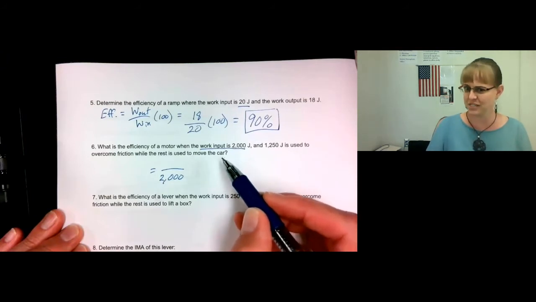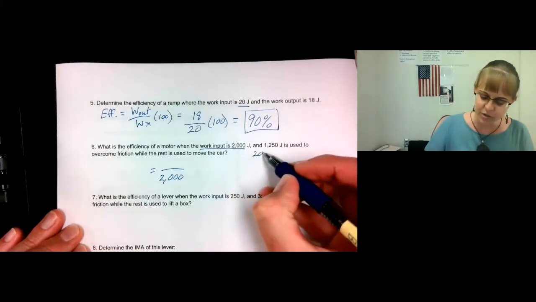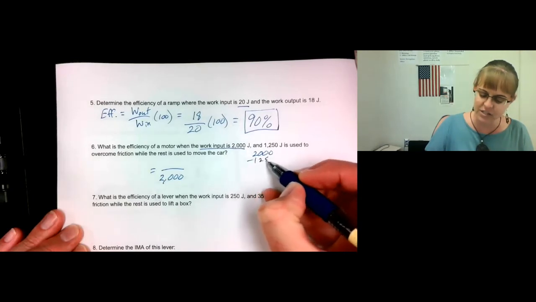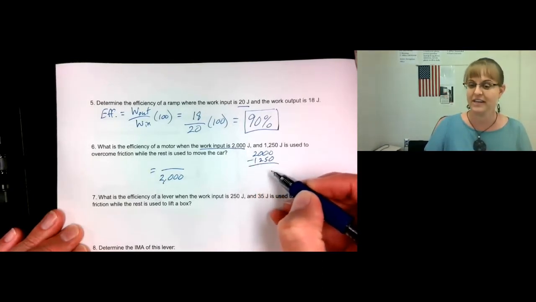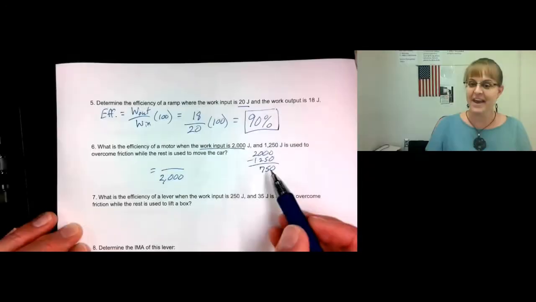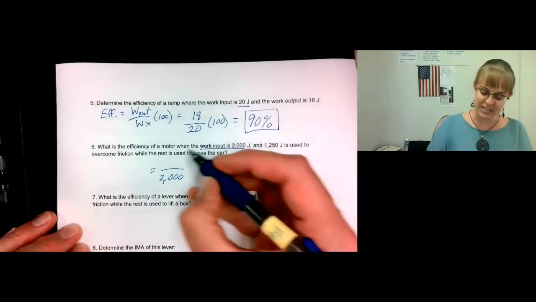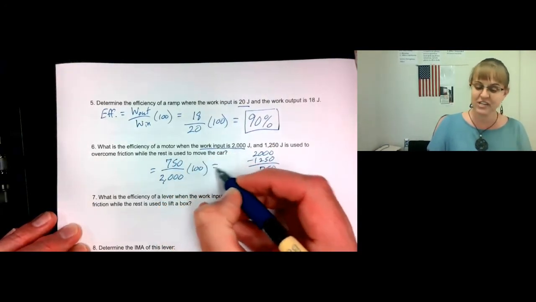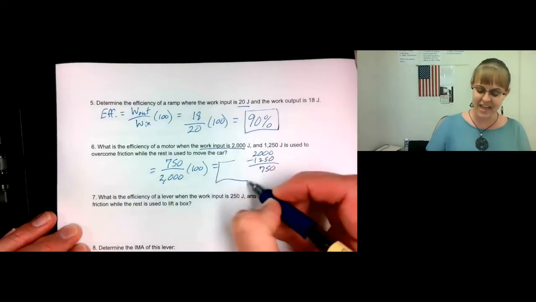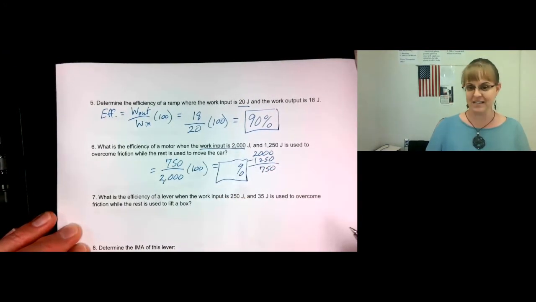So how much was put out? Oh, do 2,000 minus 1,250, and that will tell you how much work is actually used to move the car. Now, that's our work output. That goes on the top. Don't forget to times by 100, and you can do the math, and that is in percent. You try number 7 because it's just like number 6.